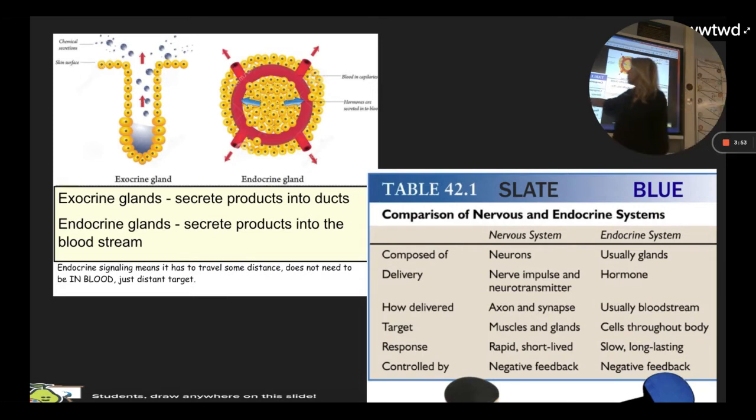When we talked about nervous versus endocrine, we know nerve cells are called neurons, whereas with the endocrine system you're usually looking at a whole gland. The target for the nervous system is always muscles and glands. Those are your only options. Whereas the endocrine system could target cells throughout your entire body. The response is usually very short and quick with the nervous system, whereas the endocrine system's effects are long lasting, and both of them work through negative feedback.